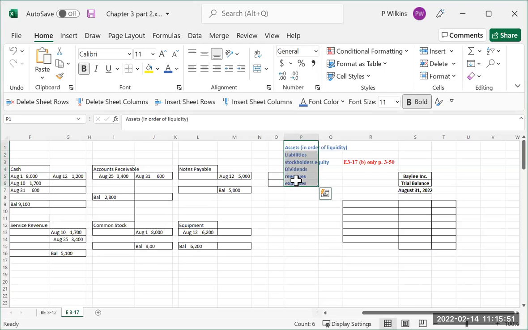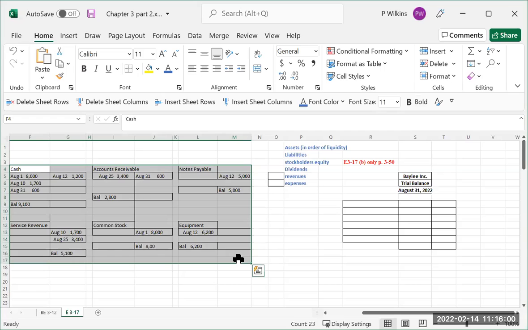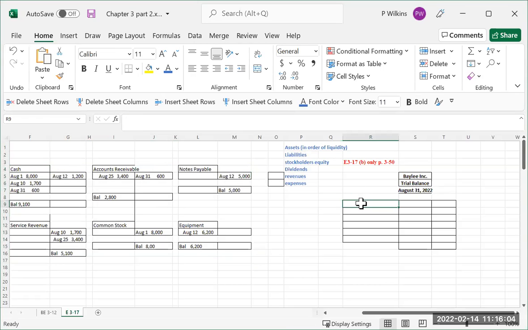Okay. So we do it in the order it shows here: assets in order of liquidity, liabilities, stockholders' equity, dividends, revenues, and expenses. We're going to look at these T accounts and look for the assets in order of liquidity. Cash always goes first, right? The first column is the debit column, the second column is the credit column, and we're going to put the balance where it shows on the T account.